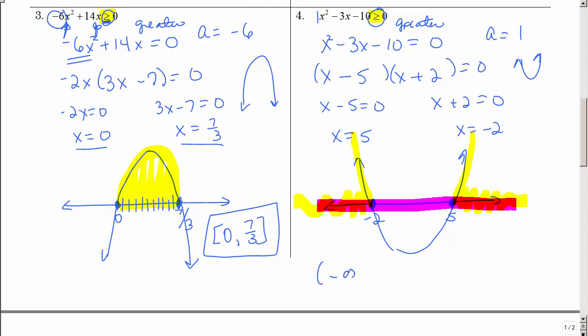So I'm going from negative infinity to negative 2 bracket because of the equal to part, and then 5 to infinity. So that means any of these numbers in for x would give you something greater than or equal to 0.